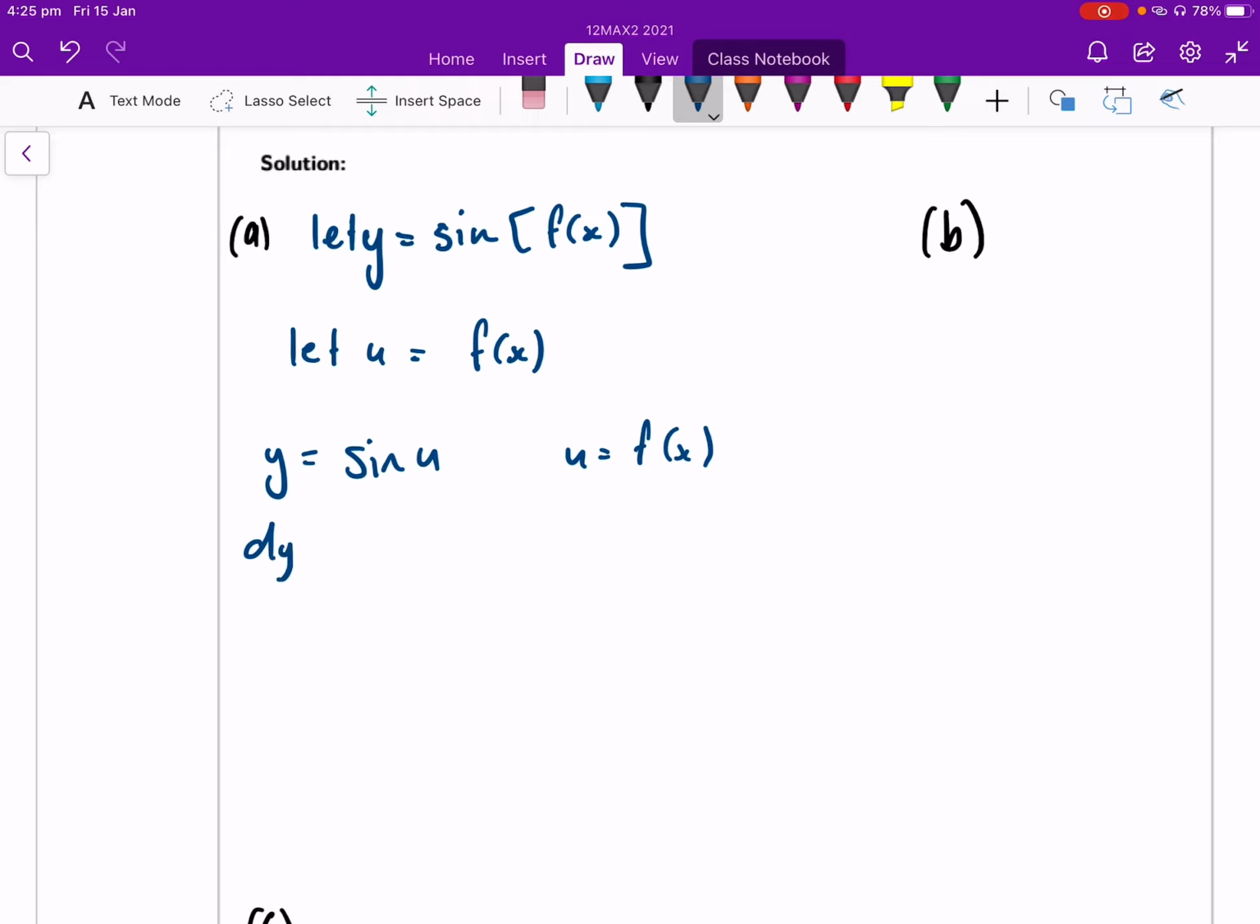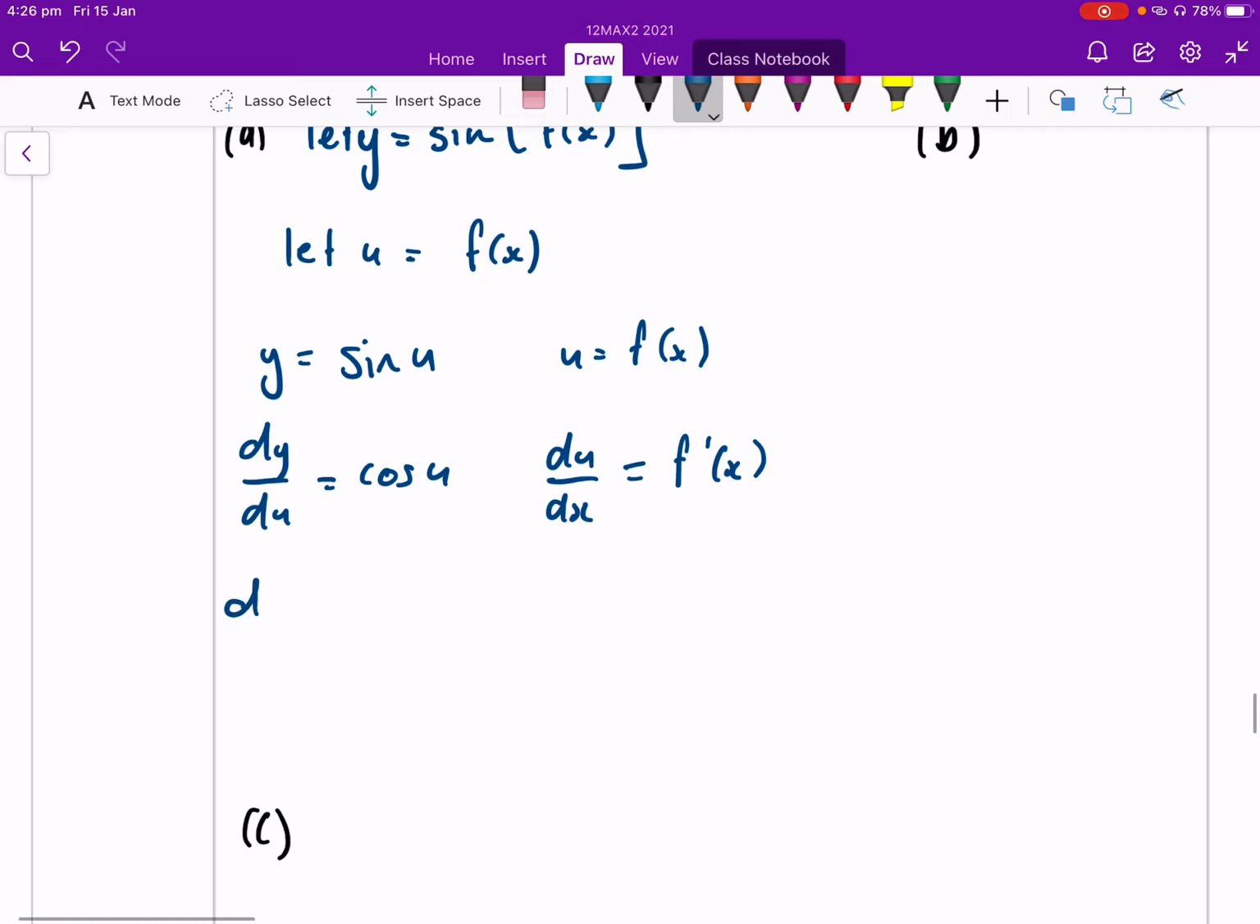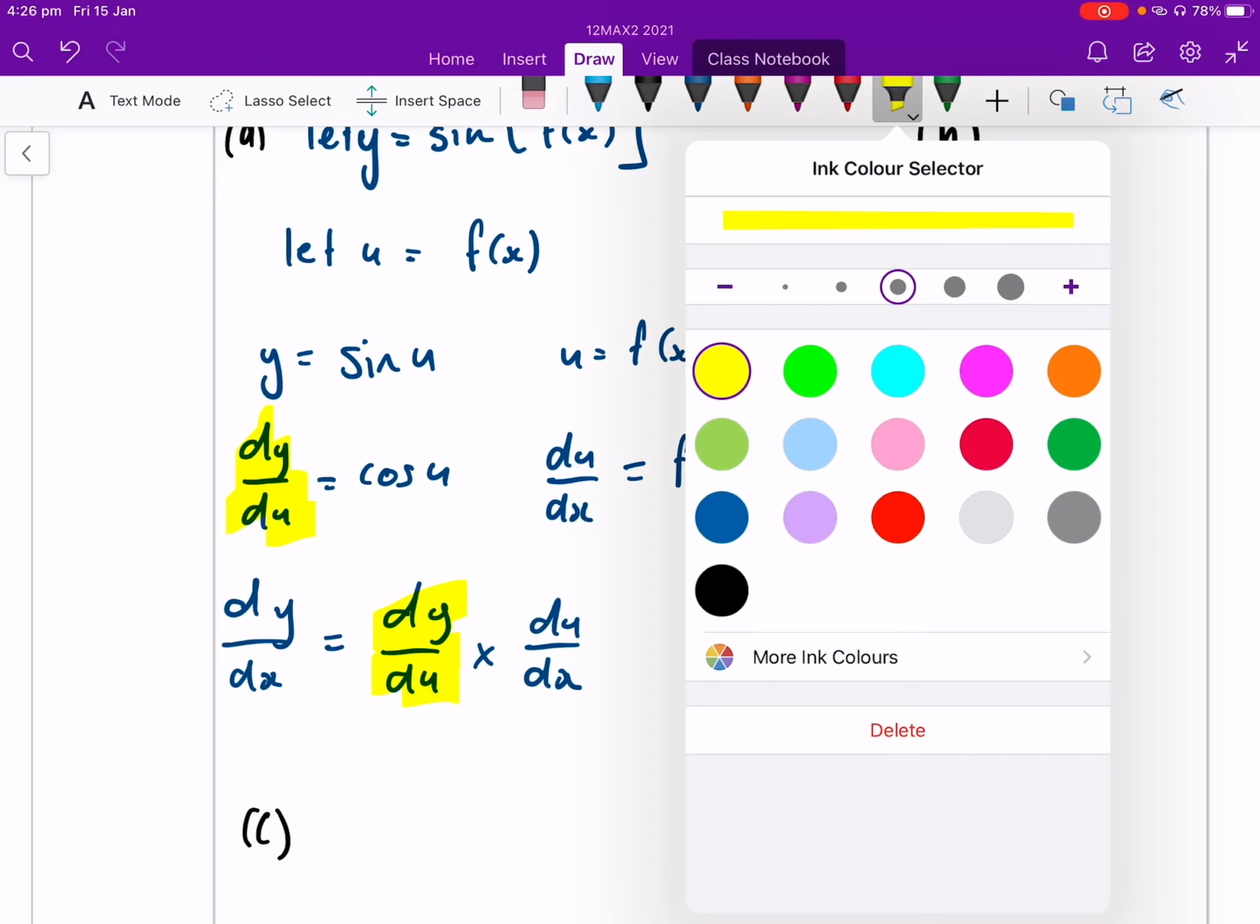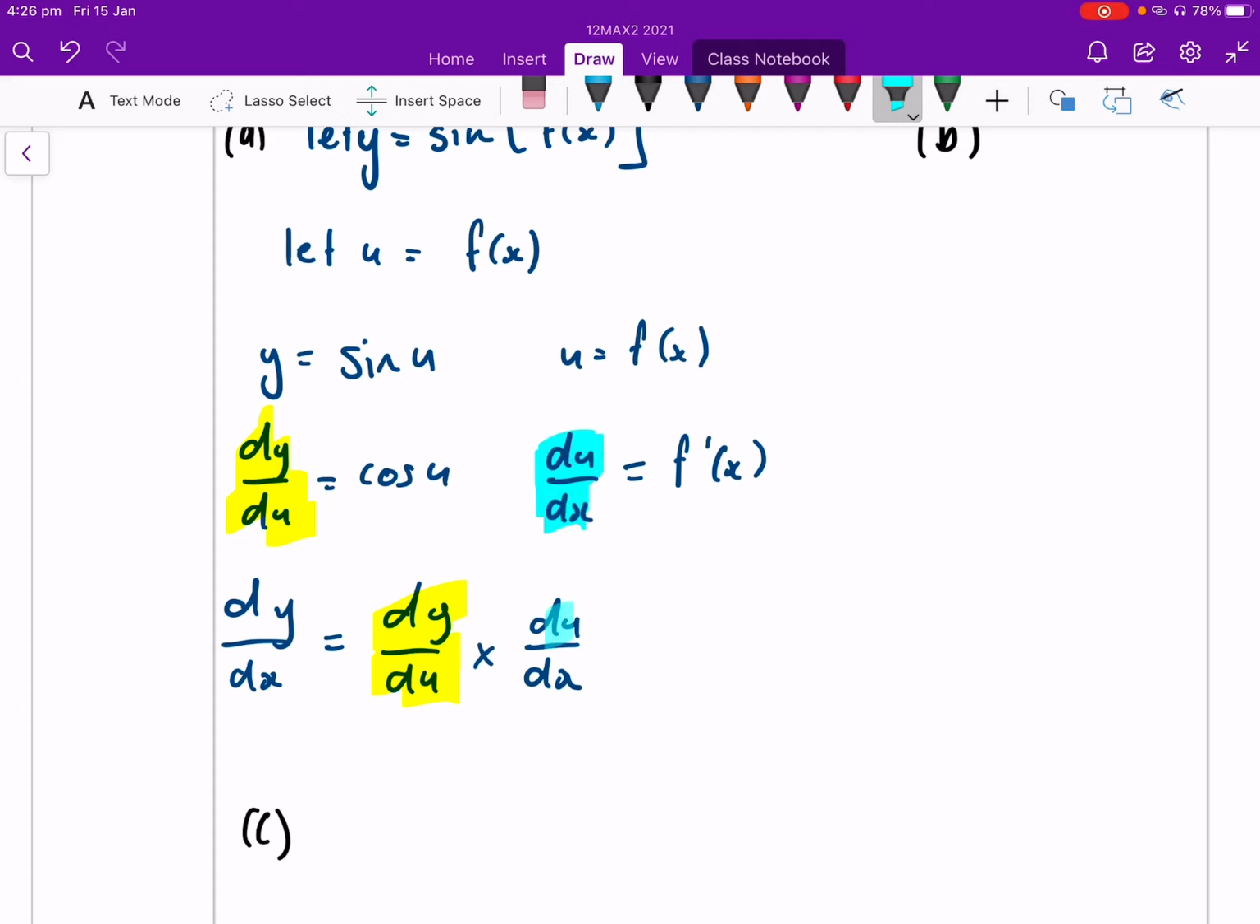So I'll derive y with respect to u, and this will give cos u. And when I derive u with respect to x, because this is a function of x, I'm going to get the first derivative there. Now the chain rule is based off this principle here, dy/dx is equal to dy/du multiplied by du/dx. Now I have dy/du here, and I have du/dx here. So let's just substitute those values in. The yellow highlighted would be cos u.